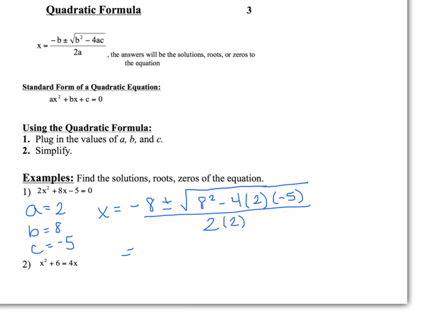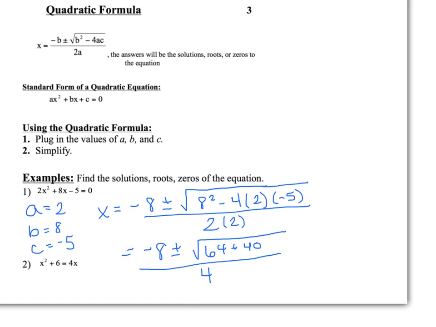So then I want to go through and start simplifying. So -8 plus or minus the square root. 8 squared would be 64, minus 4 times 2 times -5 would become a positive 40, because you have to be careful about your negatives. Divided by 2 times 2 would be 4.